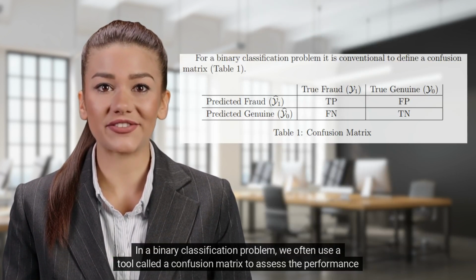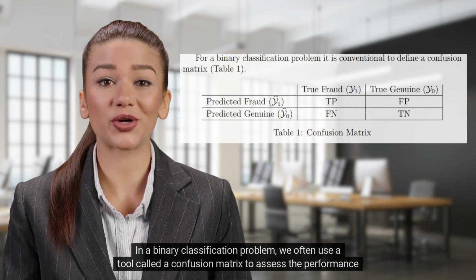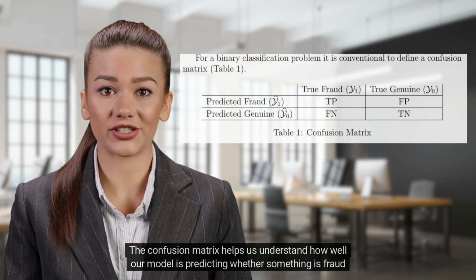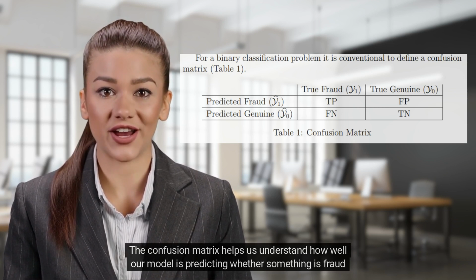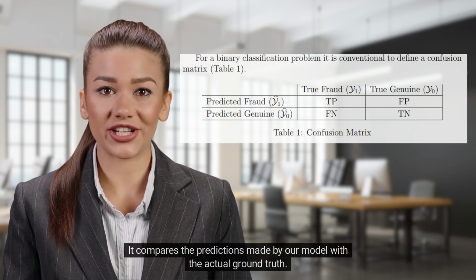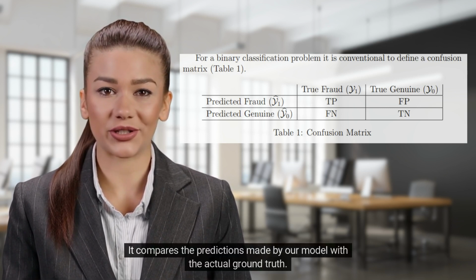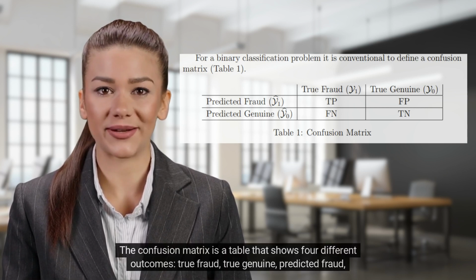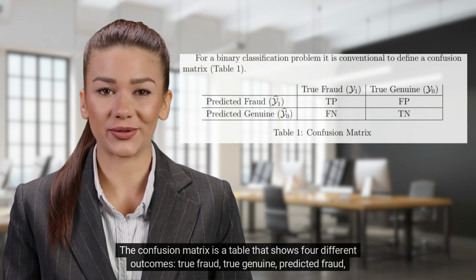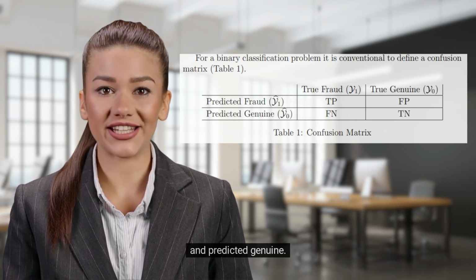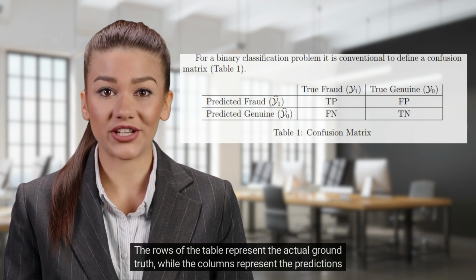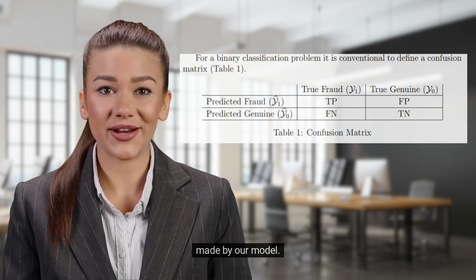In a binary classification problem, we often use a tool called a confusion matrix to assess the performance of our model. The confusion matrix helps us understand how well our model is predicting whether something is fraud or not. It compares the predictions made by our model with the actual ground truth. The confusion matrix is a table that shows 4 different outcomes: true fraud, true genuine, predicted fraud, and predicted genuine. The rows of the table represent the actual ground truth, while the columns represent the predictions made by our model.